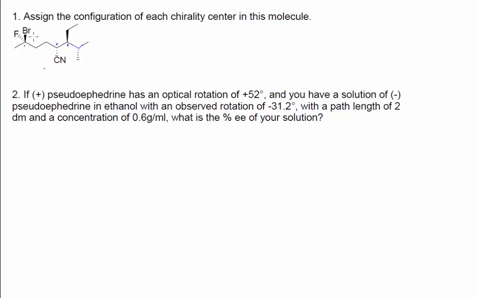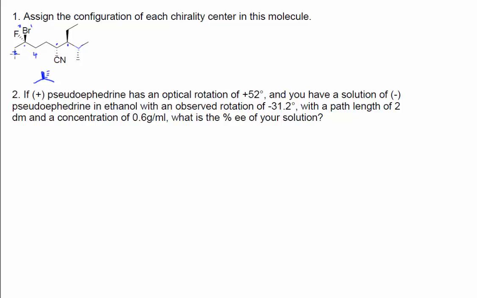So assigning priority: fluorine, bromine, methyl, or the rest of the molecule. The bromine is highest priority, fluorine is 2, then we have these 2 carbon groups, methyl is 3, the rest of the molecule is 4. And in this case we see that our 4th priority group is in the plane of the page, so we need to probably do the double switch type of analysis here, and we can do that by redrawing a chiral center without any groups on it.